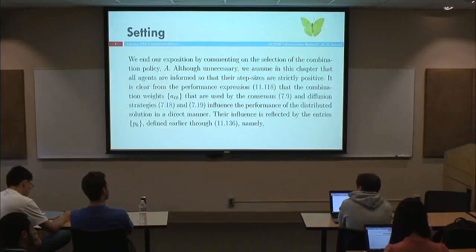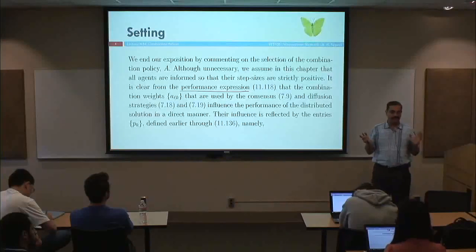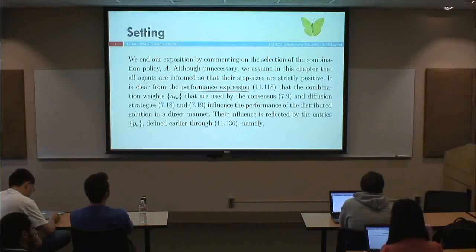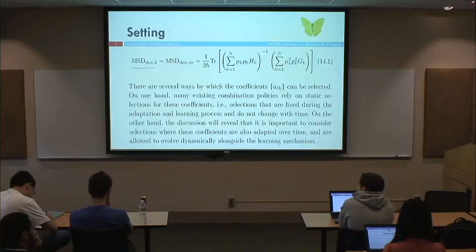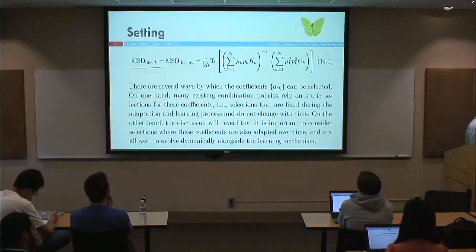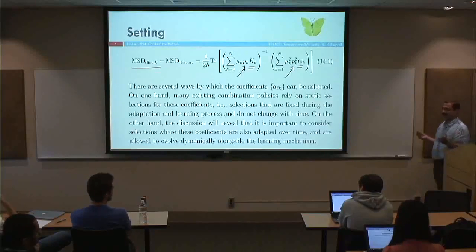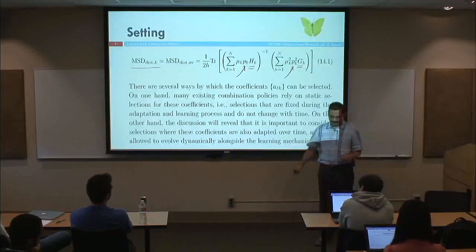If you recall, the performance expression that we derived in the previous lectures very much depends on A through its dependence on the Perron entries. Here it is, I have the expression on the next page. This is the mean square deviation, and then you have a similar expression for the excess risk. So the performance depends not only on the Hessian matrices of the cost functions and on the covariance matrices of the gradient noise process, but it also depends on the topology through its dependence on these P's.